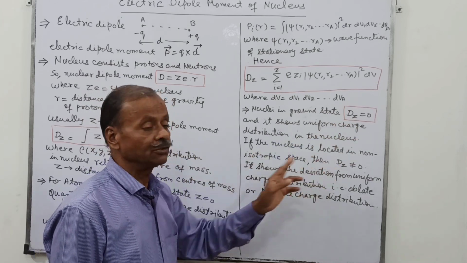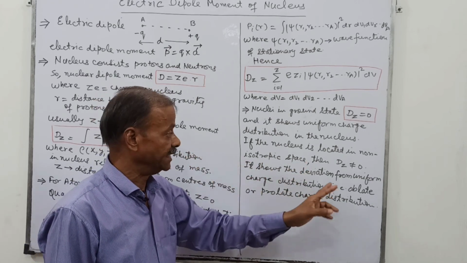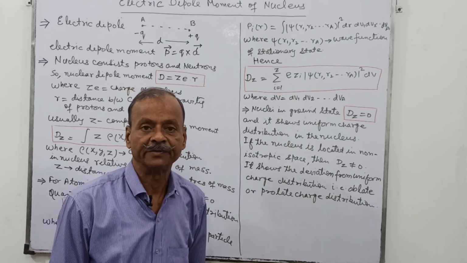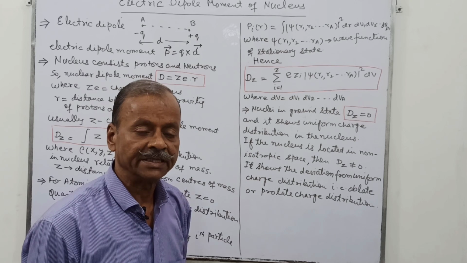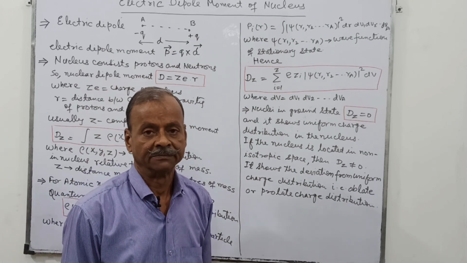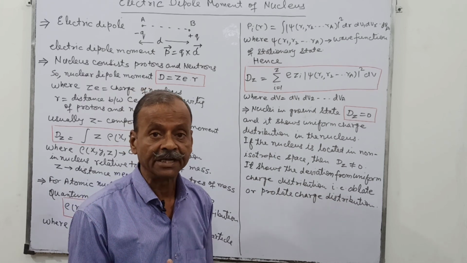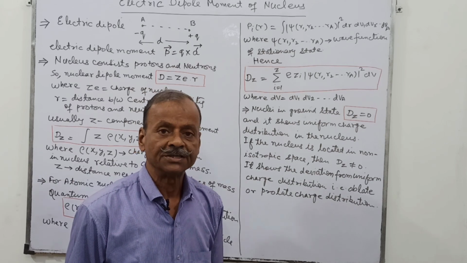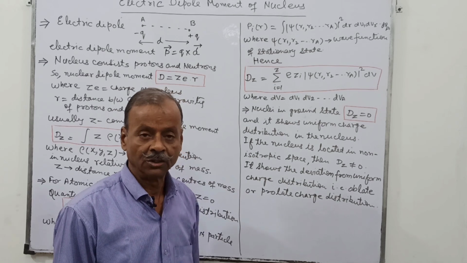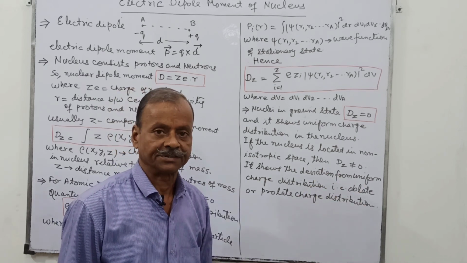But if the nucleus is located in non-isotropic space, then this dz is not equal to 0. It means that the dipole moment is not 0. This shows that there is a deviation from the uniform charge distribution, and it may be the prolate type or the oblate type. Generally the nucleus does not have a uniform charge distribution. So this shows that the electric dipole moment in the nucleus exists. Thank you.